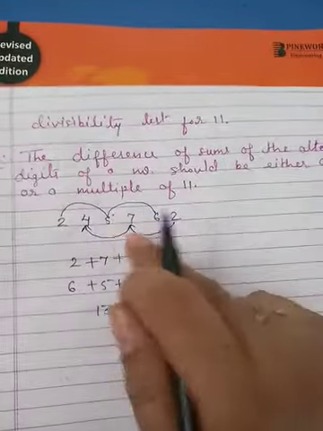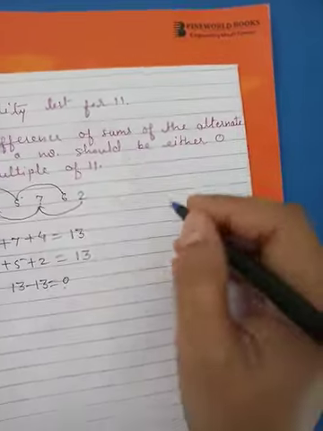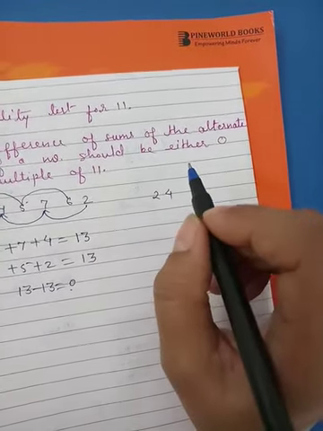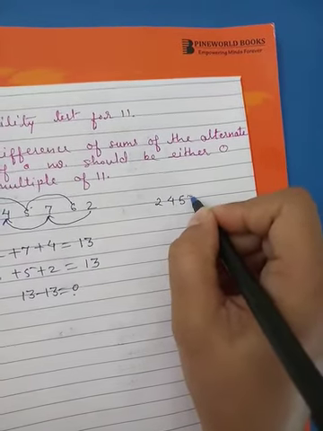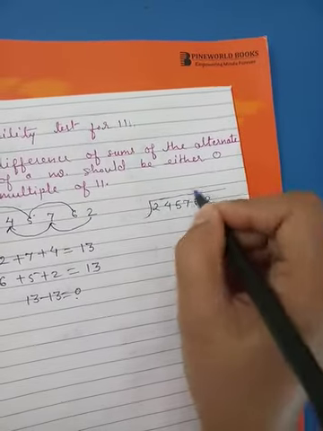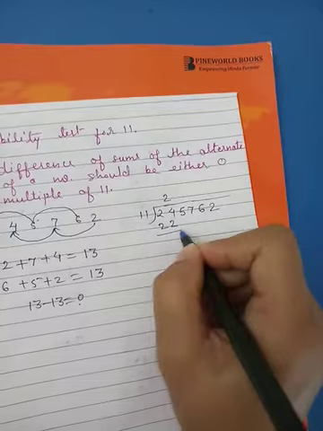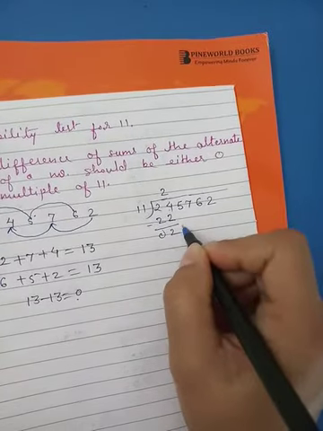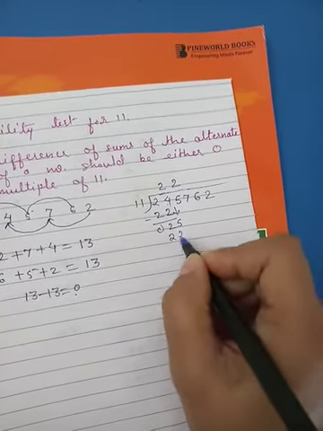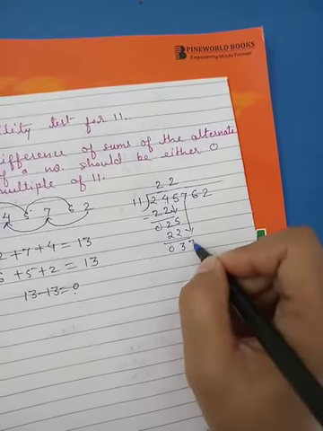Now I divide this number by 11 to show you whether the number is actually divisible by 11 or not. So I am writing here the number 2,45,762. We have to divide this number by 11. So 11 twos are 22. 4 minus 2 is 2, and 5 comes down. Again 11 twos are 22. 5 minus 2 is 3, and the number 7.